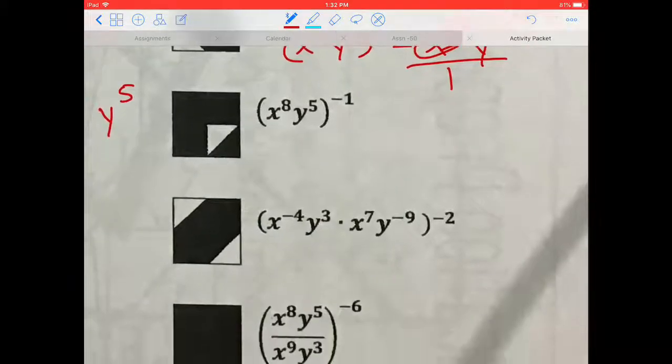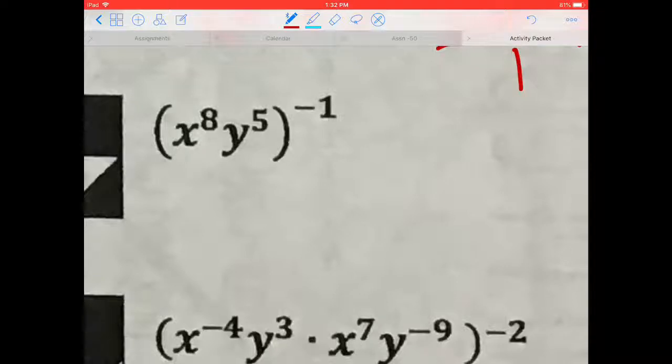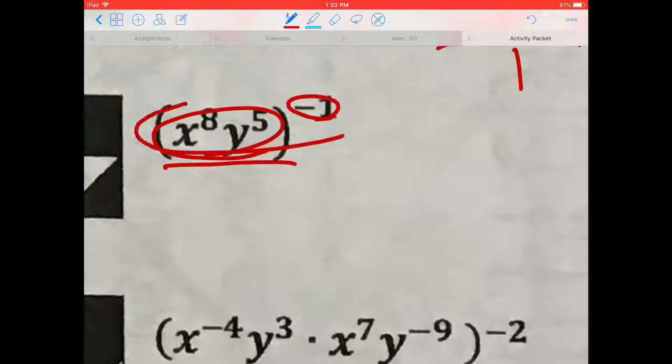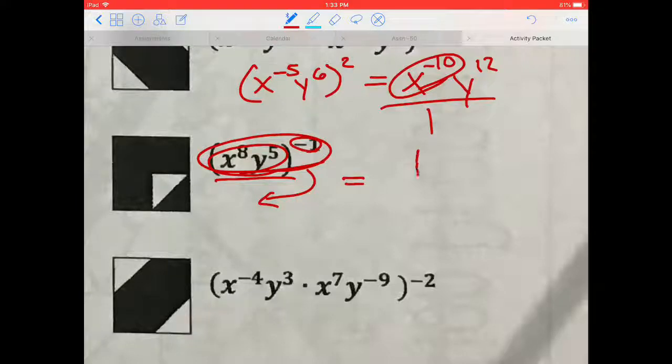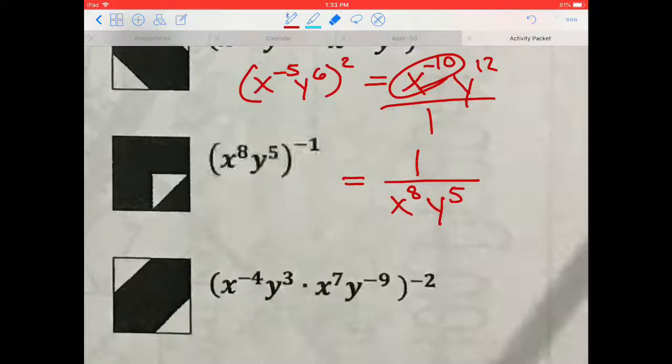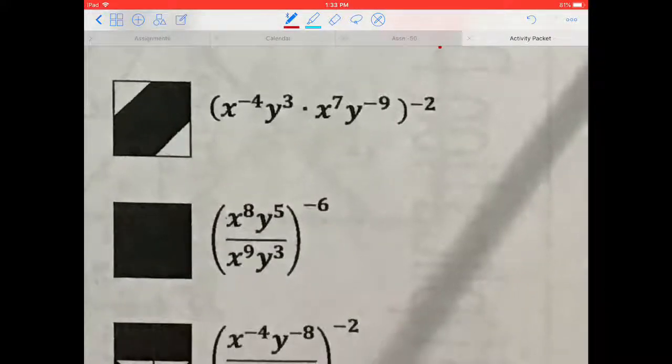Okay. This one, basically, you're just going to move these in a fraction and put them on the bottom because this whole thing has a negative exponent. So this whole thing has to cross the line and change the sign. So 1 over x to the 8th power, y to the 5th power. You could have, if you wanted to, distributed this negative 1, and that'd be negative 8 and negative 5, and then cross the line and flip the sign for each one separately, but you would have gotten to the same answer.